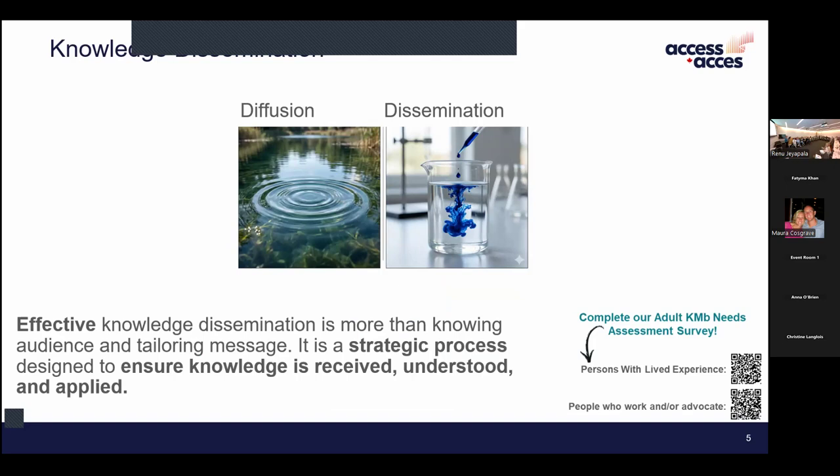Knowledge dissemination is intentional. So you can see that beaker on the right. If ink is dropped into that, it is forever changed. And think of your dissemination like that. Your published paper can reach a larger audience. I want you to think of who might find it interesting, who might find it relevant.